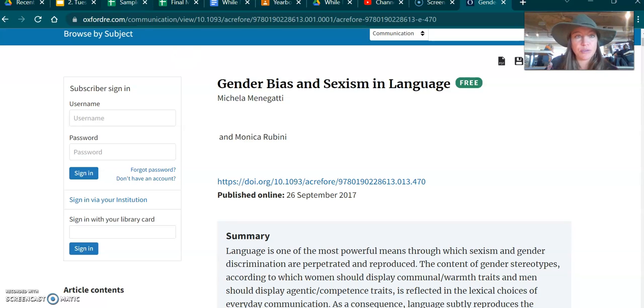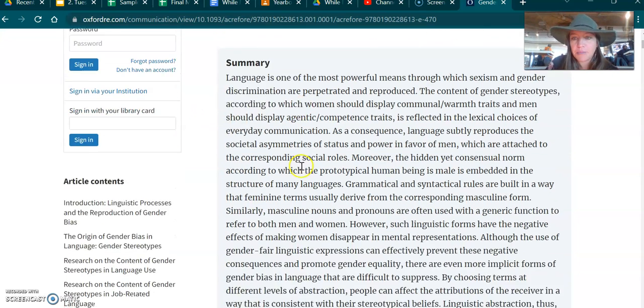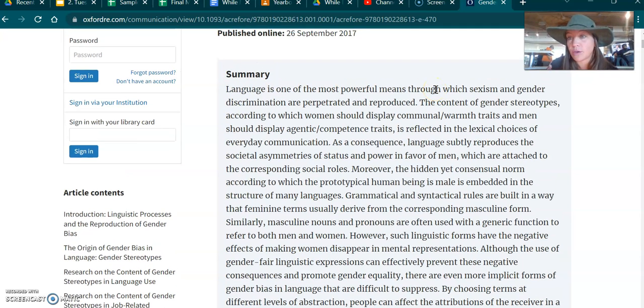If I look at this particular site, this is a .com, but it is Oxford, which is a university. So I'm going to trust that it's probably fairly accurate. I'm going to take a peek through here. But as you see, just even in this summary, I'm seeing all sorts of words I could add to my language of the discipline box. Words like sexism, gender discrimination, things like perpetrated. Other things might be stereotypes.